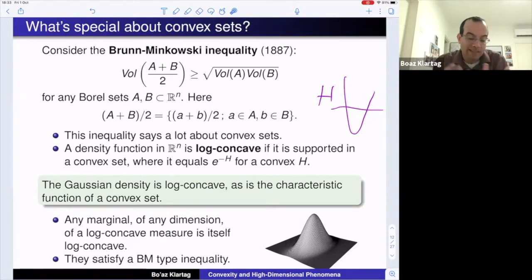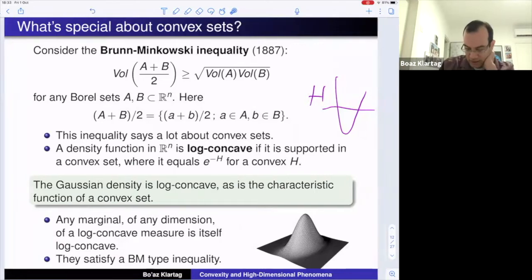And actually, when you pass from the class of convex sets to the class of log concave densities, you get a slightly larger class, but it's now closed under many operations. For example, log concave probability measures are closed under the operation of convolution. They're closed under the operation of taking marginals. If you take any marginal of any dimension of some log concave measure, you get again something which is log concave. So it is somewhat more convenient to work with log concave measures than to work with uniform measures on convex bodies, even though the theorems could be formulated only for convex bodies.